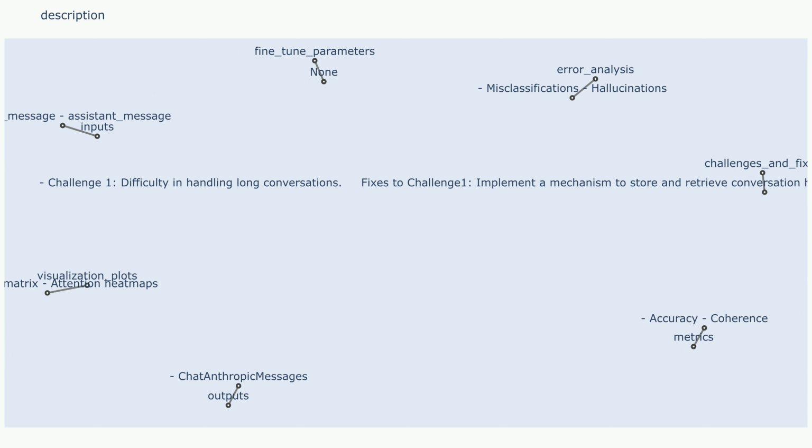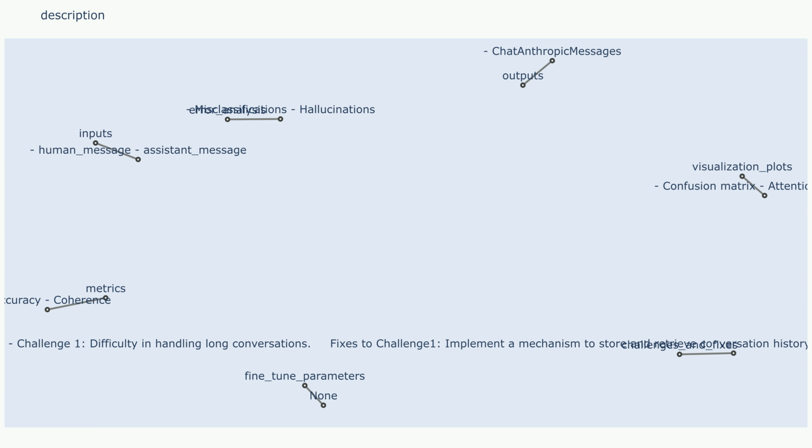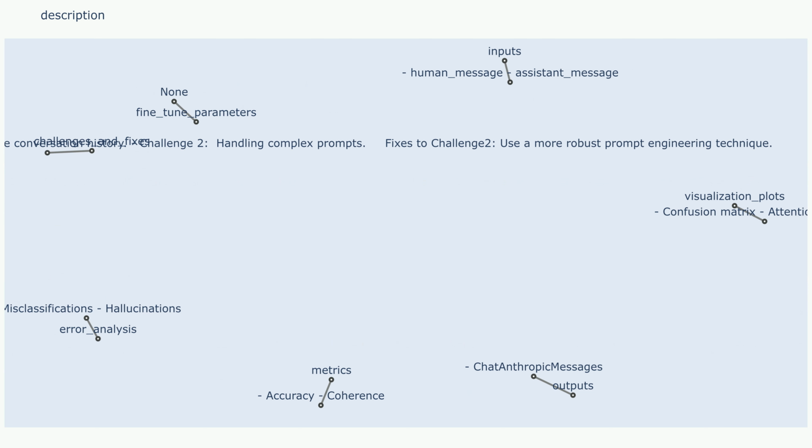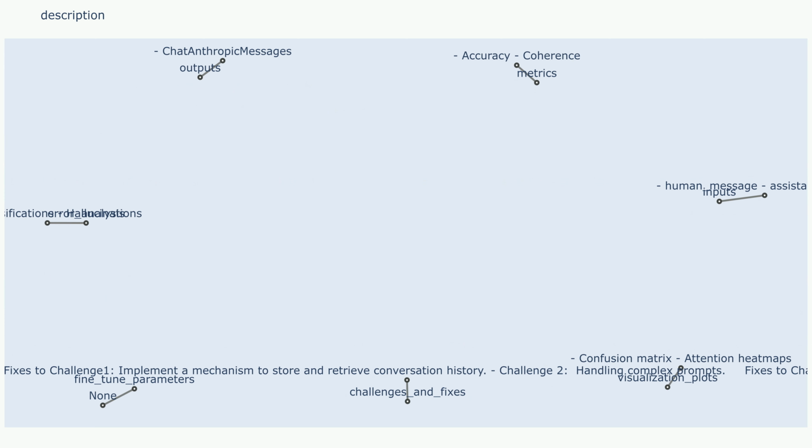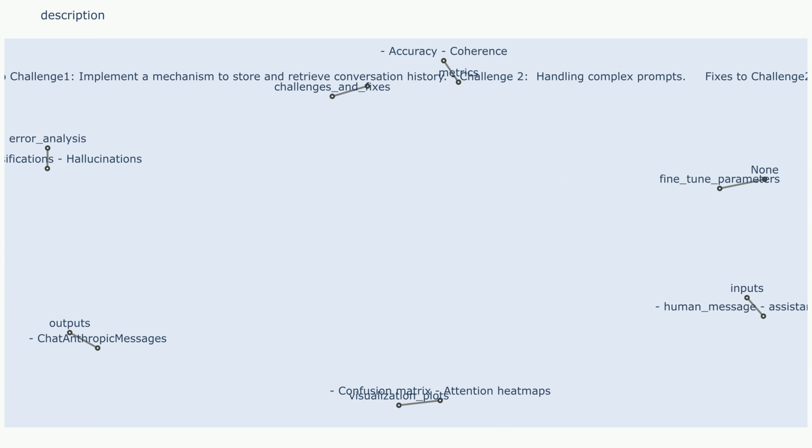Inputs: messages, a list of dictionaries, each representing a message in the conversation. Each dictionary should have a role key specifying either human or assistant, and a content key containing the message text. Outputs: formatted messages, a list of dictionaries, each representing a message formatted according to the Anthropic API's requirements.